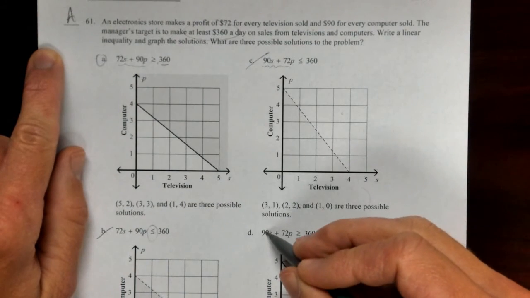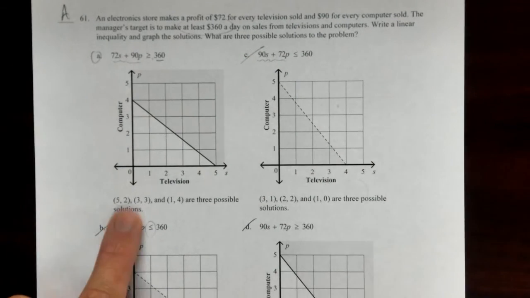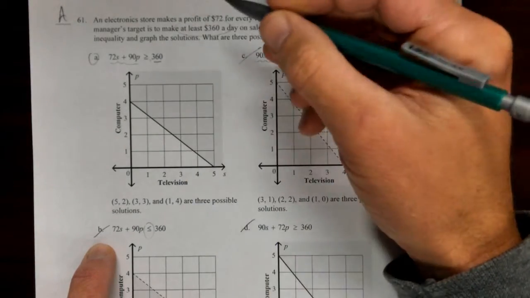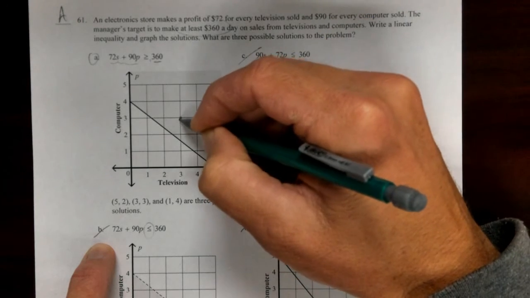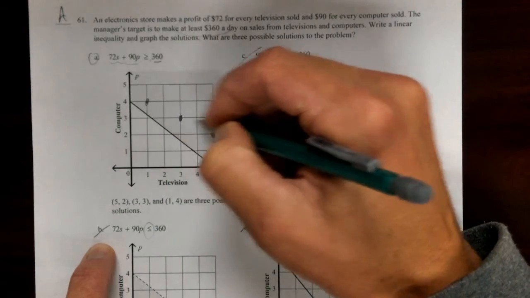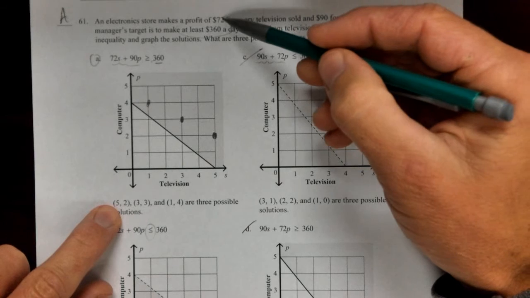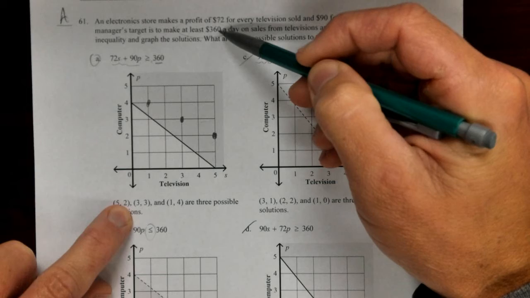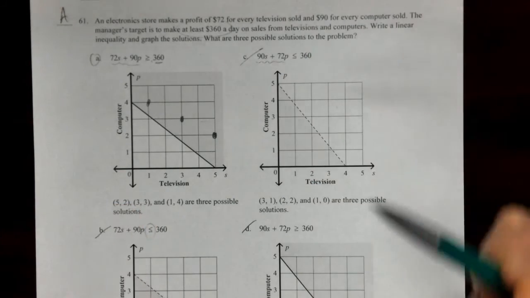This is incorrect because this is 90 times televisions. Well, it's $72 for each television sold. And we know that these are possible solutions. Again, the reason we shade this in is those are our solution set. So 5, 2, which would be this point right here, is part of my solution set. 3, 3, and 1, 4. Those are all part of my solution sets. What does that mean? That means we can sell 5 televisions and 2 computers and make more than 360. Same here, we can sell 3 televisions and 3 computers and make more than 360, etc.